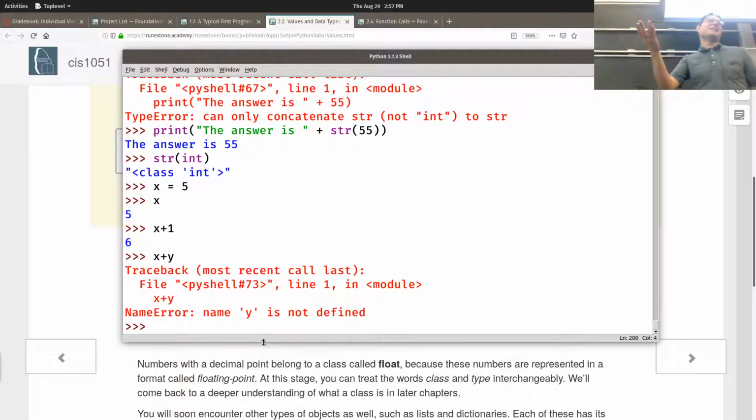Why? It wasn't an intentional joke. I mean that in W-H-Y. Why is it giving me an error? Because y is not defined.